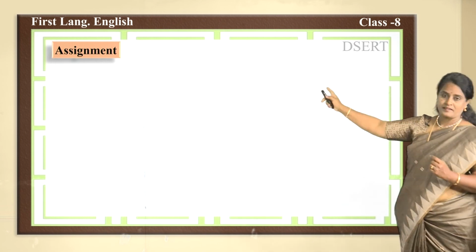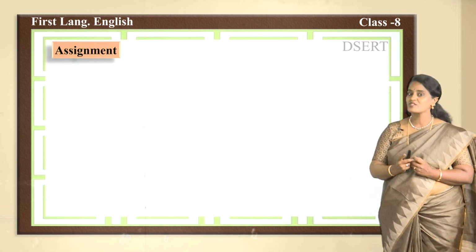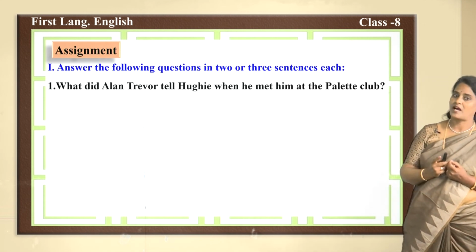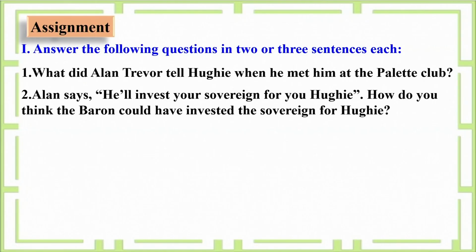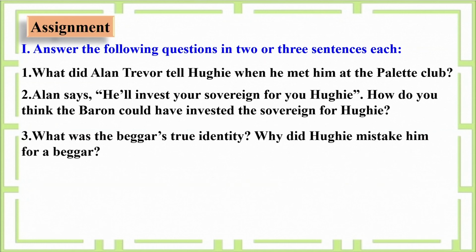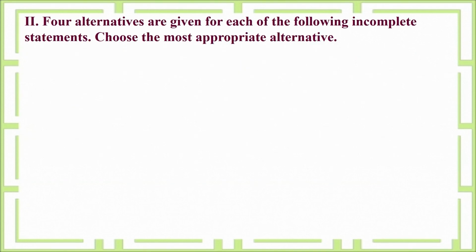And children, we come to the assignment session. You are supposed to work on your assignment questions. Okay, I hope you will all work on that. And here are the questions, children. Please read the question. Here it goes. What did Alan Trevor tell Huey when he met him at the Pallet Club? Second one, Alan says, he'll invest your sovereign for you, Huey. How do you think the Baron would have invested the sovereign for Huey? That was the twist, right? And the next question, what was the beggar's true identity? Why did Huey mistake him for a beggar?